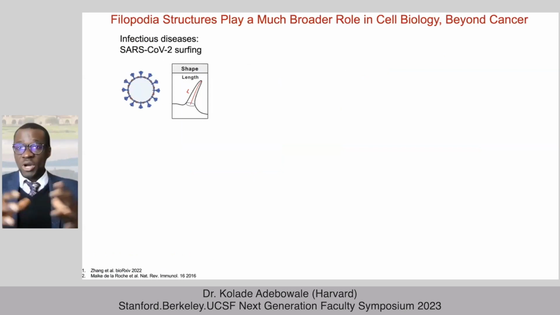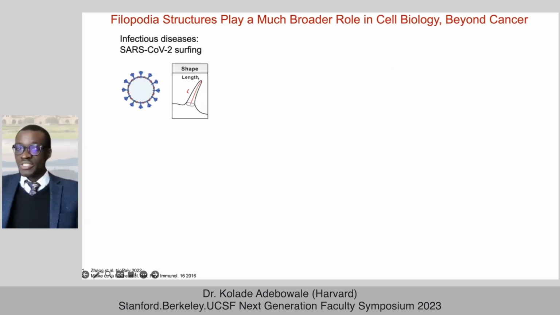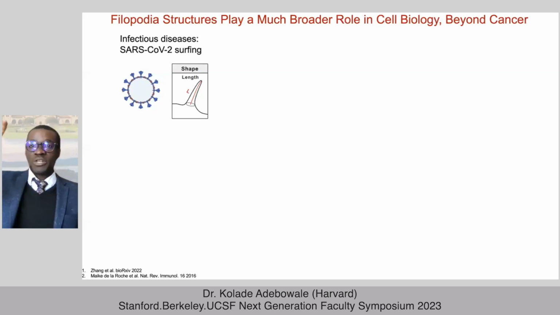Towards the end of this project, we had the SARS-CoV-2 pandemic upon us. One thing that I learned is that one of the mechanisms by which this virus infects our cells is by exploiting these filopodia structures. Specifically, the viral particle attaches to the tip of these filopodia protrusions, and in a process called viral surfing in the literature, this particle surfs along the shaft of the filopodia protrusion to infect the cell.